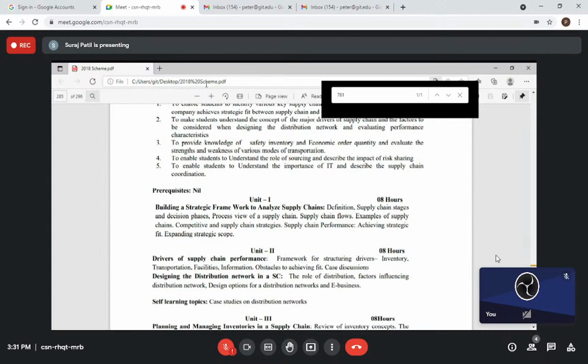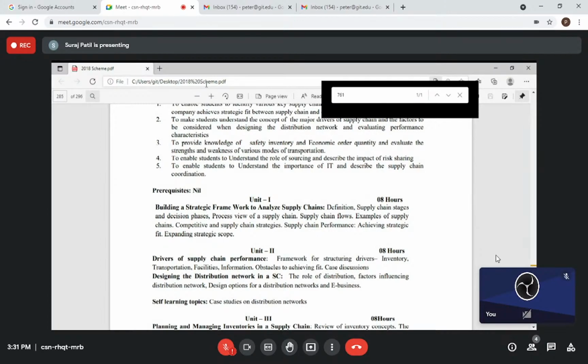So there are various roles of the distribution networks, and those we will be discussing, with respect to responsiveness, with respect to the social factor, and with respect to the cost factor. We will be discussing individual processes of the network. And then we are going to discuss the design options for the distribution network and e-business.